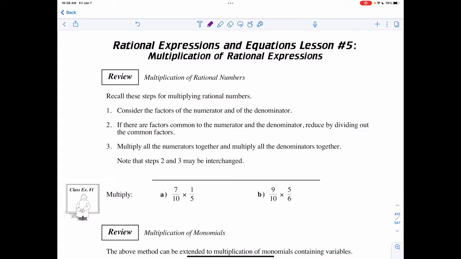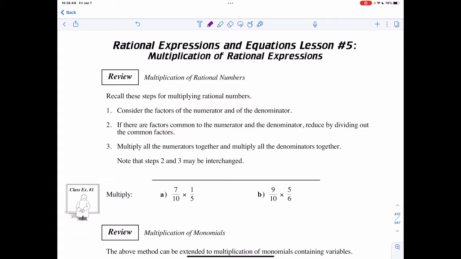Okay, for this lesson, we're going to take a look at the multiplication of rational expressions. Now, the nice thing is multiplication of rational expressions, much like when we multiply fractions, is actually a simpler process than adding or subtracting. You don't need to find the lowest common denominator or anything like that. All you're going to do is multiply straight across the numerator, straight across the denominator, and then simplify.